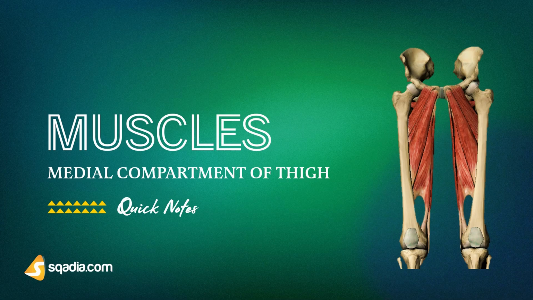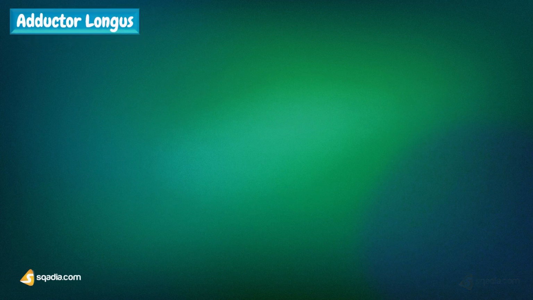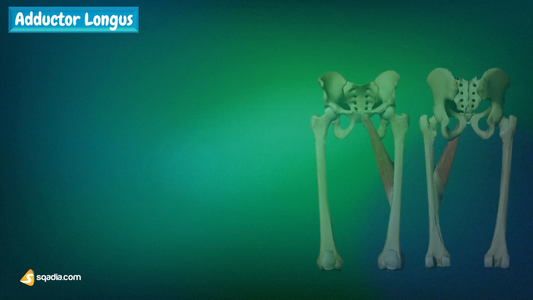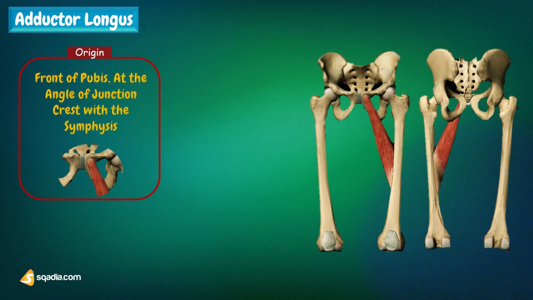In this section, I will walk you through the origin, insertion, and action of the muscles of the adductor compartment. Let's start by talking about the adductor longus muscle. It is a triangular muscle, forming the medial part of the floor of the femoral triangle, an important landmark of the lower limb. The muscle arises by a narrow, flat tendon from the front of the body of the pubis.